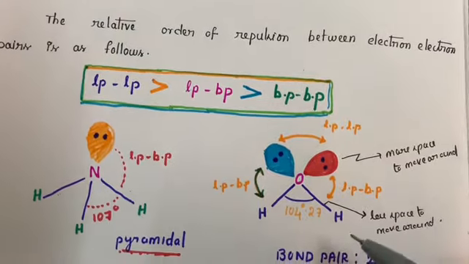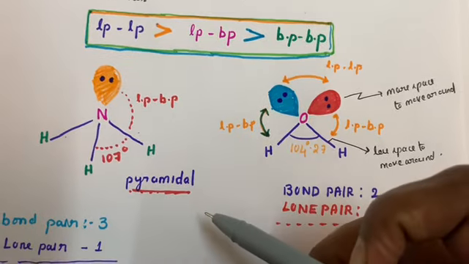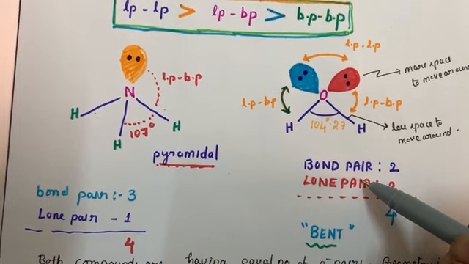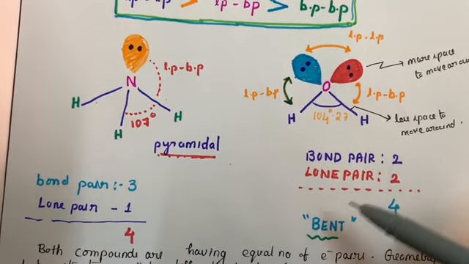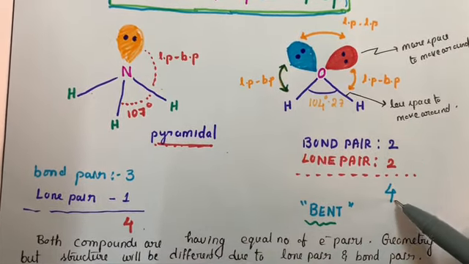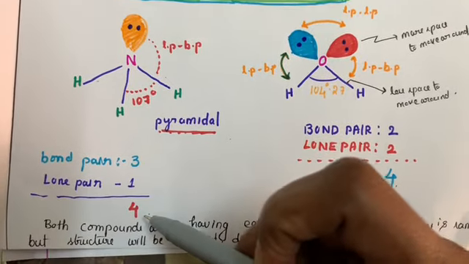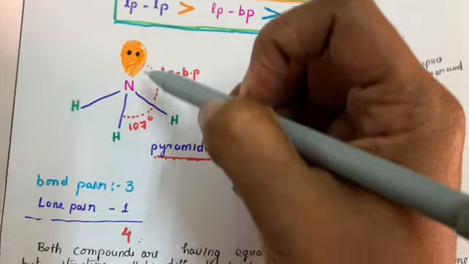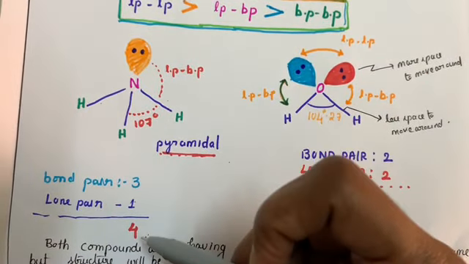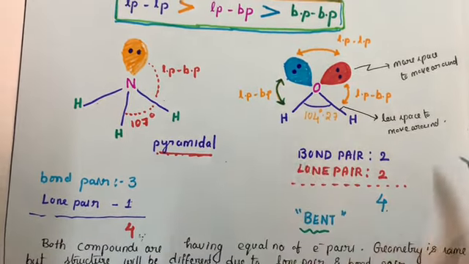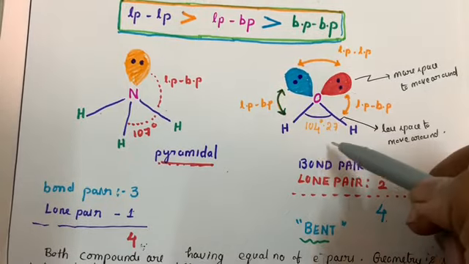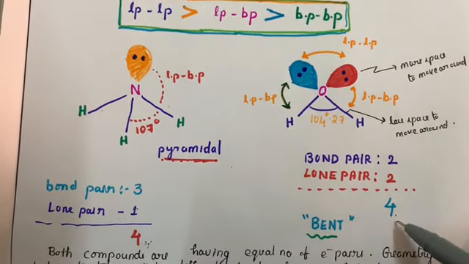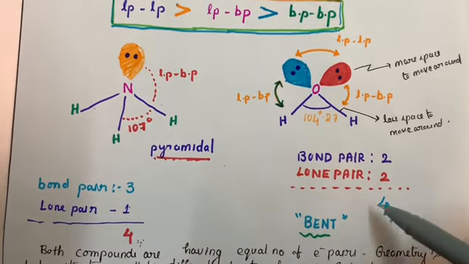For example, you see here, this is the molecule NH3 we all know, and this is H2O. If you count the total number of valence shell electron pairs, both have similar valence electron pairs. In the case of NH3, it consists of a total of 5 electrons, so it has 3 bond pairs and 1 lone pair. So total 4 valence shell electron pairs. Whereas here also, 2 bond pairs and 2 lone pairs. Total 4 valence shell electron pairs. Both have similar valence shell electron pairs.